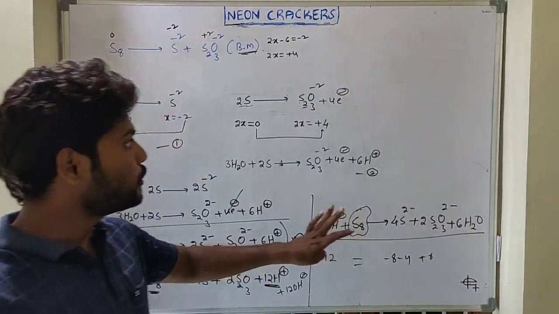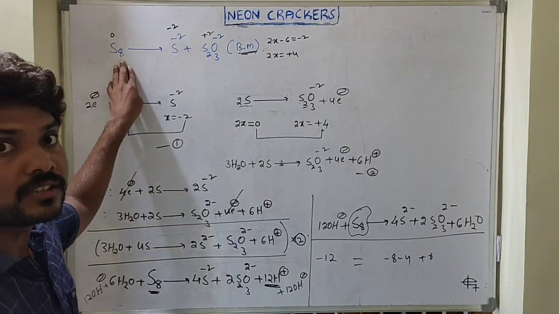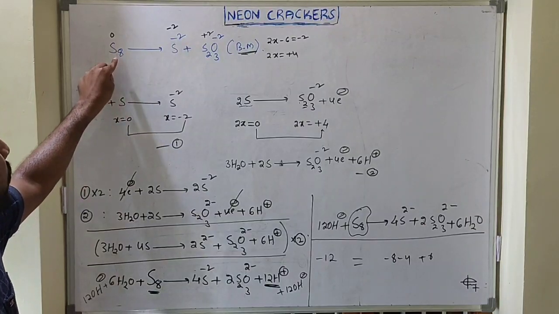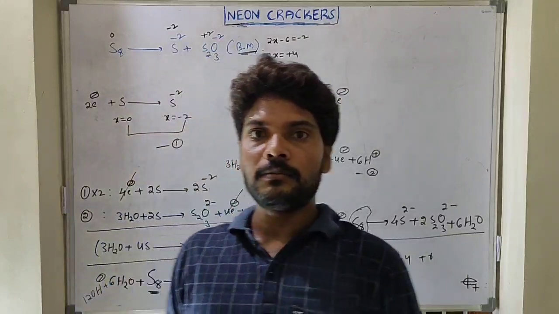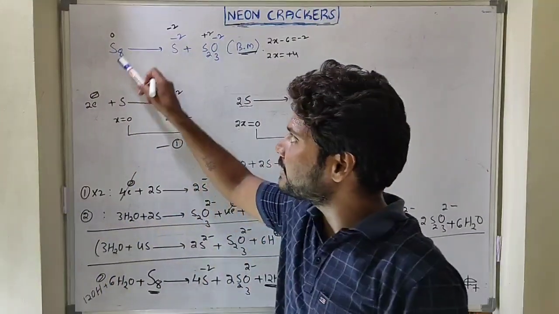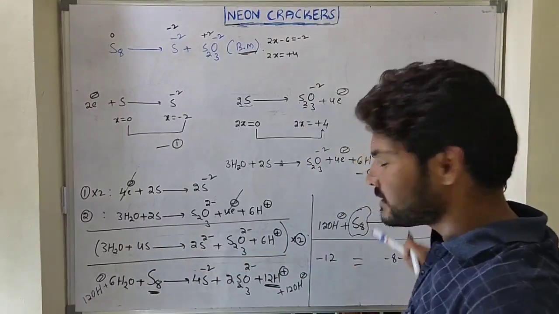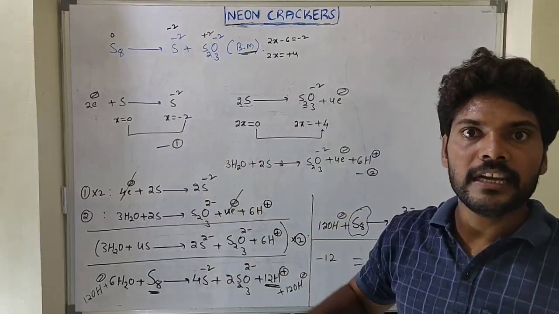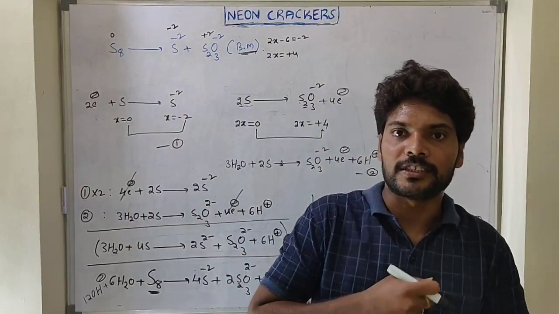So this is about balancing a redox reaction or disproportionation reaction of a polyatomic molecule. A very important trick here: whatever the polyatomic molecule is, it is to be considered as a single atom, but in the final equation we should maintain the same number of atoms. Then you can get our resultant equation. So this is all about balancing a redox reaction. Hope you got it. Thank you for watching.